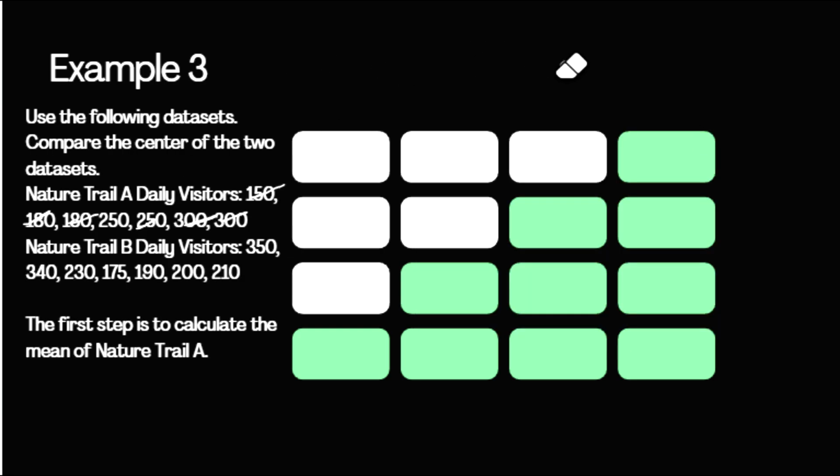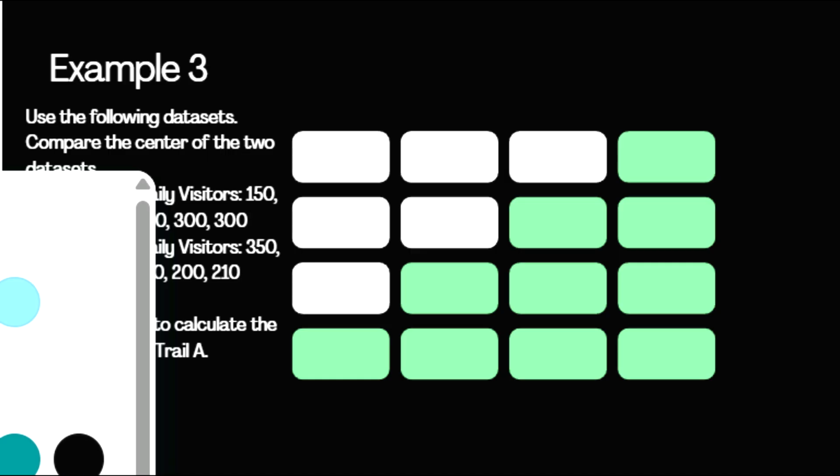Example 3. Use the following data sets. Compare the center of the two data sets. So we don't have the dot plots this time. We just have numbers. Okay. So we have Nature Trail A, daily visits, and we have Nature Trail B, daily visitors.